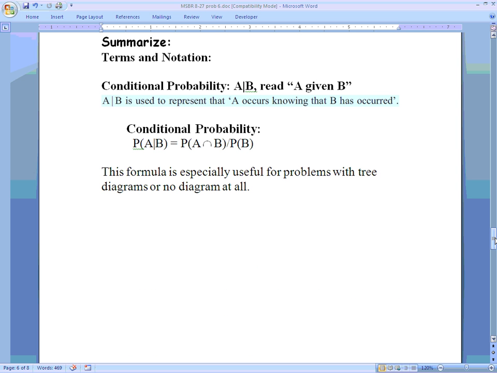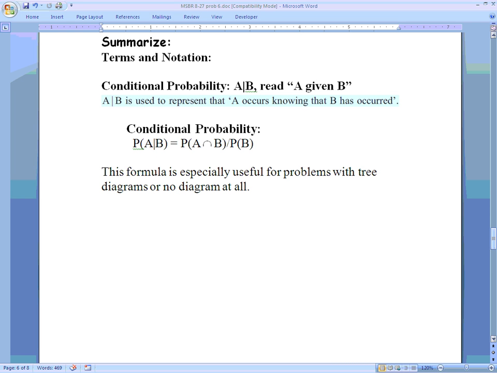Okay, so that works well for tables and Venn diagrams. You can just limit your totals, or limit your universe, when you have a conditional probability given. But sometimes we're dealing with formulas, or tree diagrams, and we can't just shrink down our universe because it's not quite as easy as that. So this is a formula that we can use.